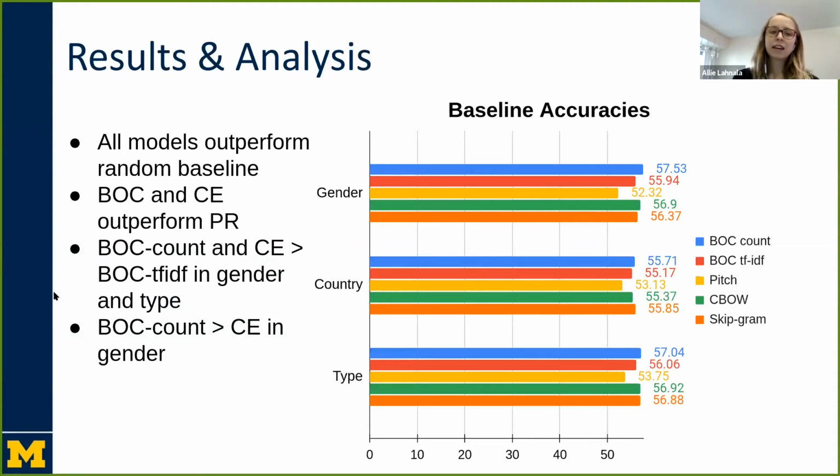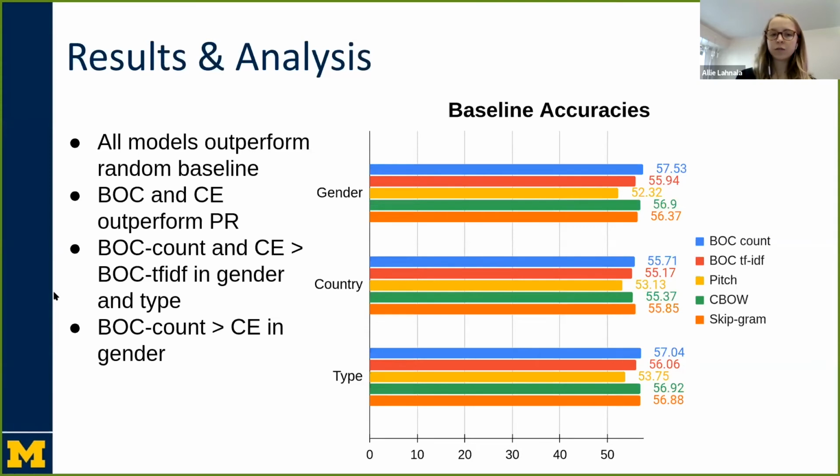The bag of chords count and both embedding models significantly outperform the bag of chord TF-IDF model in both the artist type and gender tasks. This might mean that for artist type and gender, chord variation within a song is more significant than their general rarity in the data set, but the general rarity might be useful for distinguishing artist countries.